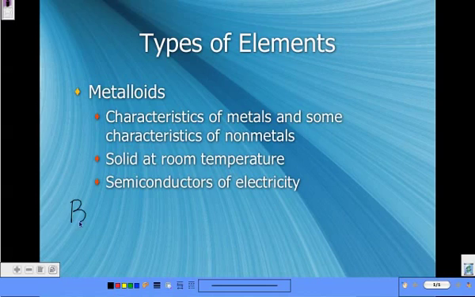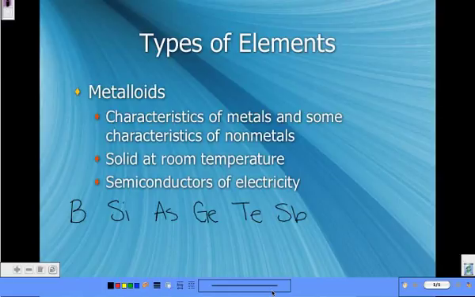We have boron, silicon, arsenic, germanium, tellurium, antimony. 1, 2, 3, 4, 5, 6. Those are the 6 metalloids. You only have those 6.